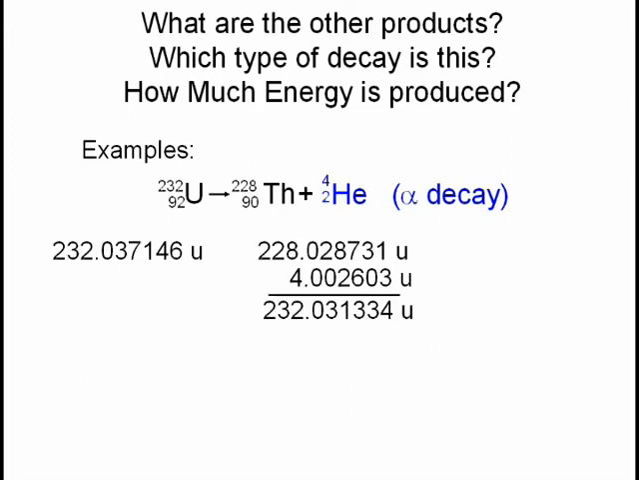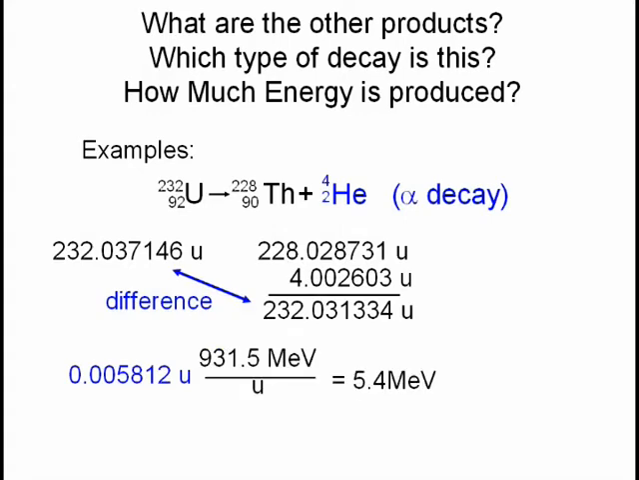To figure out how much energy is produced, we're going to add up the particles on the right side and compare it to the mass on the left side. That difference is called a mass defect, and that much mass has turned into energy during this decay. Our shortcut for calculating the energy is to multiply by 931. So we have 5.4 mega electron volts.